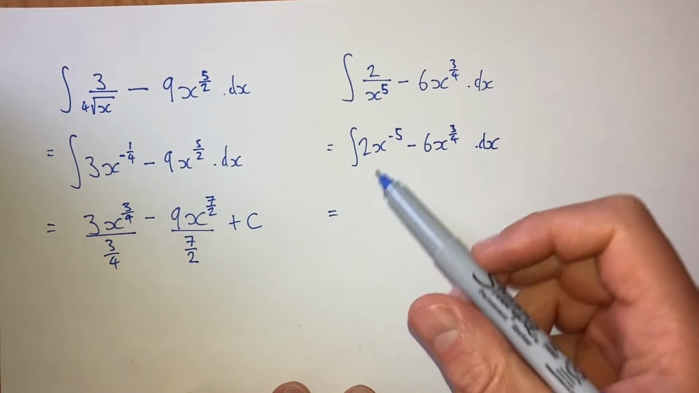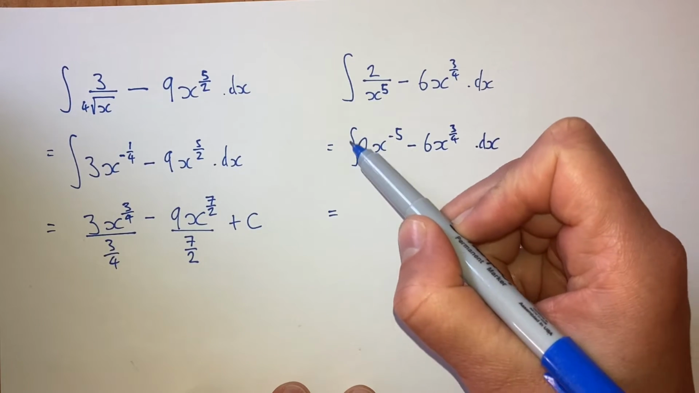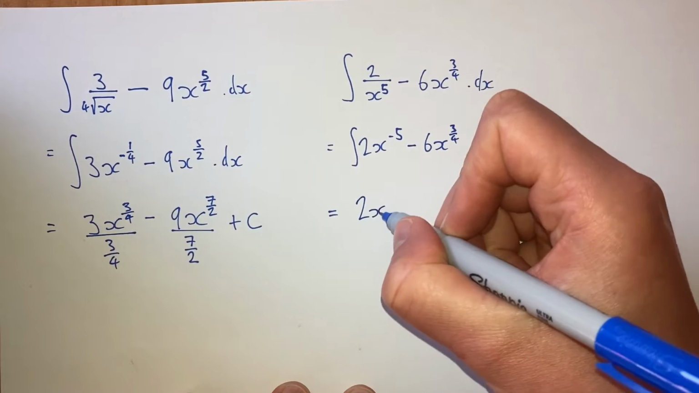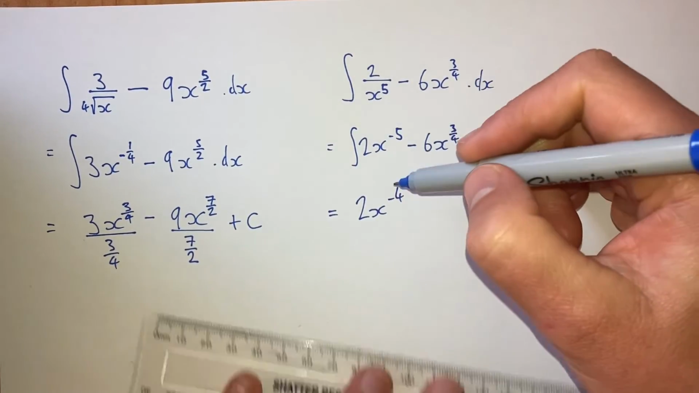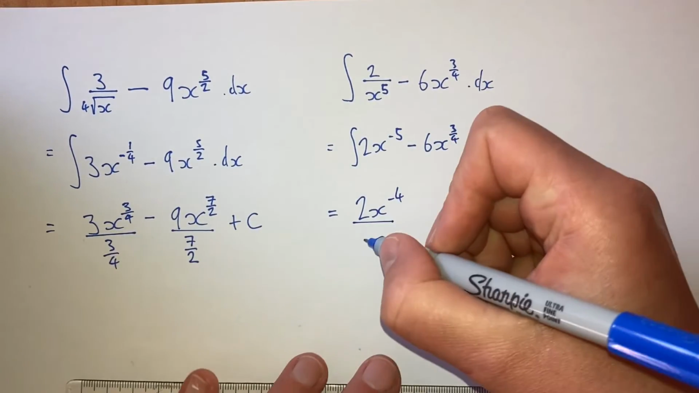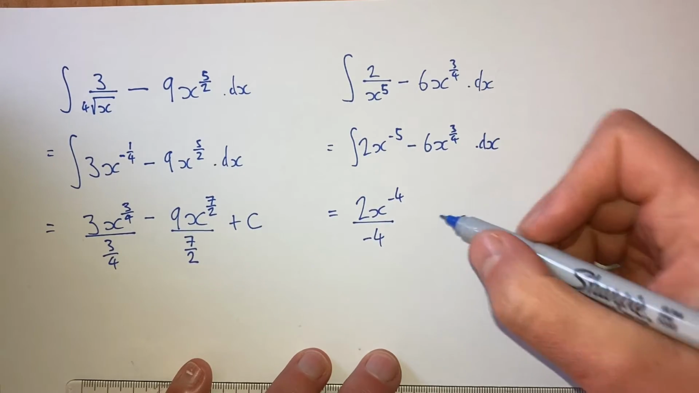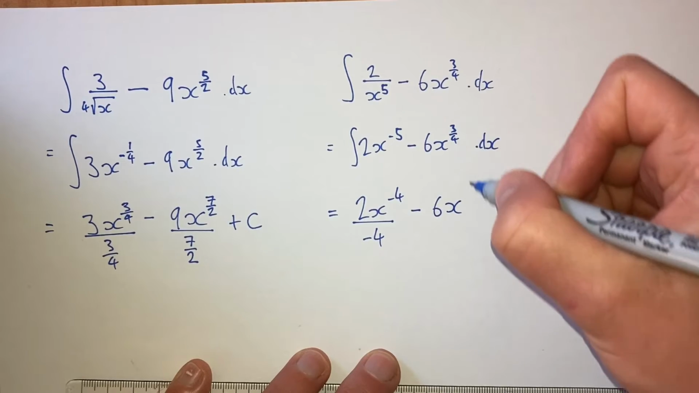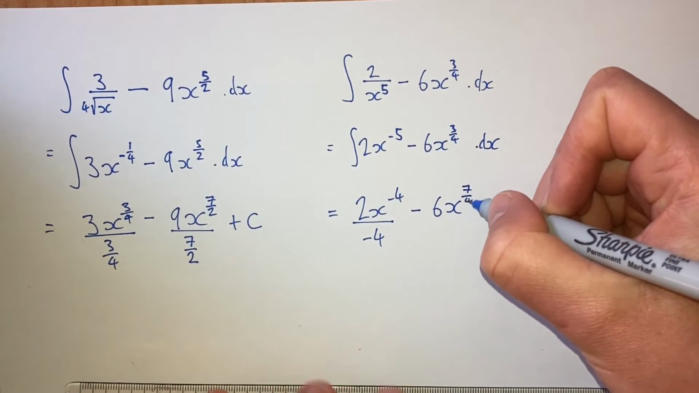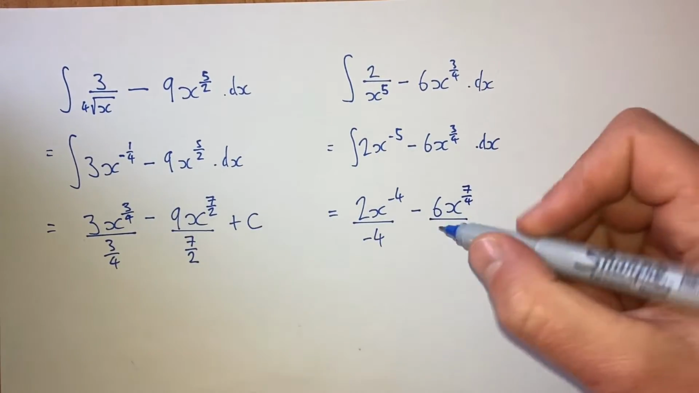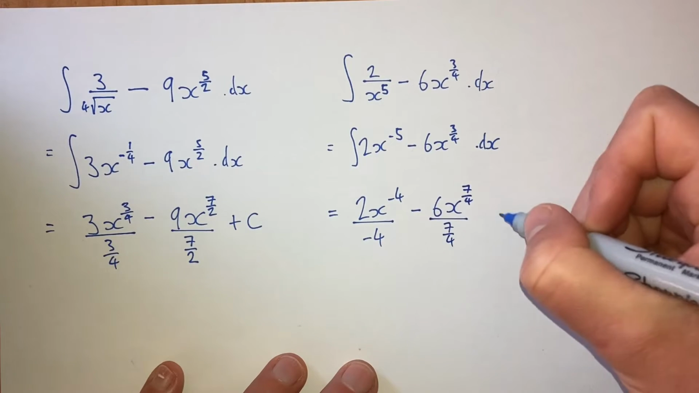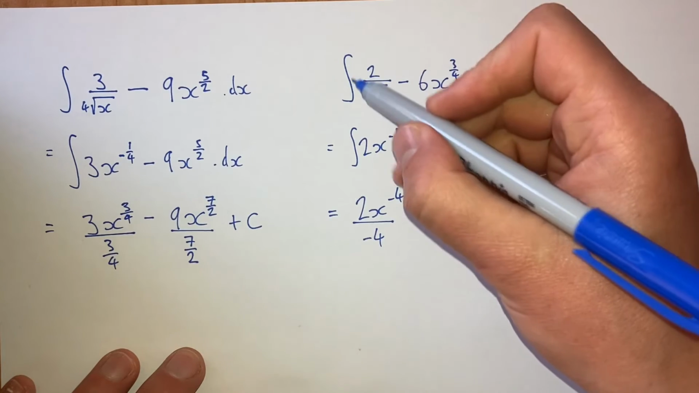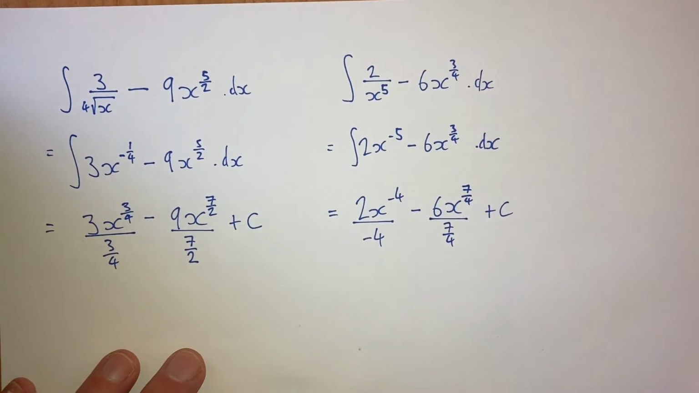On this line, we do not write this symbol. We're now actually going to integrate it. So we've got 2x, add 1 to minus 5 to get minus 4, then divide by that power. Minus 6x, add 1 to this, that's adding 4 quarters, so that gives us 7 quarters, and then we divide by 7 quarters, and of course we write plus c because it is an indefinite integral.